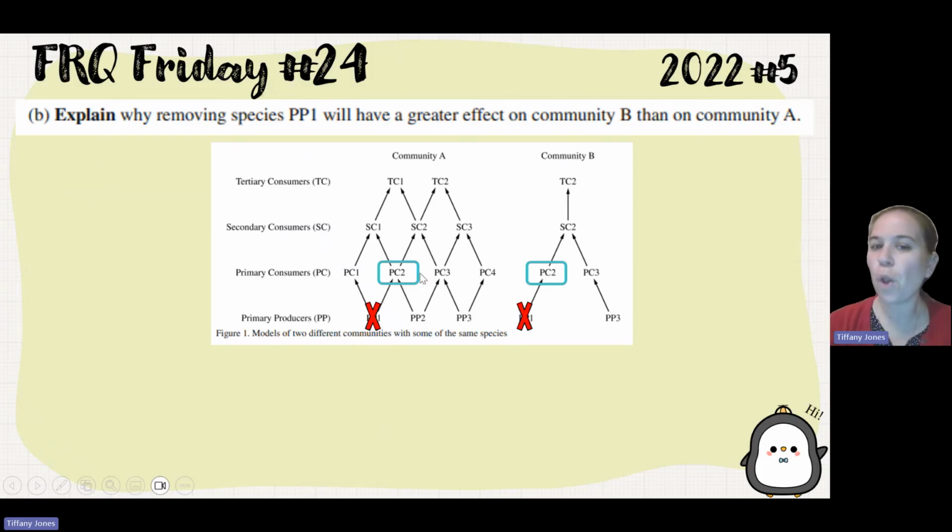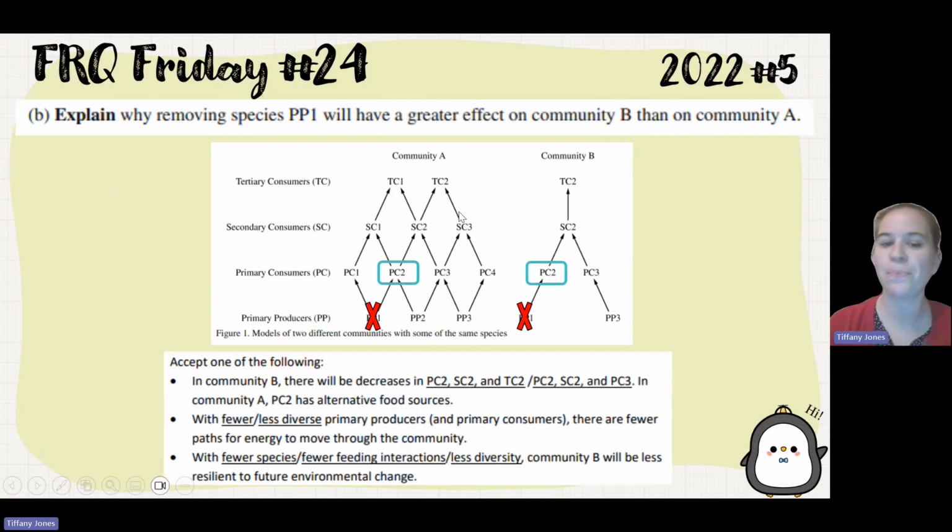Versus over here, when PP1 is gone, PC2 still has another food source. It can still eat PP2, which means we're not going to see as much of a decrease in PC2, which is not going to affect those higher feeding relationships. So you had to mention in community B that there was a decrease in PC2, SC2, and TC2. Notice this underline right here. That means that all of those statements had to be given if you were using this bullet point. And then you would say that in community A, PC2 has alternative food sources.